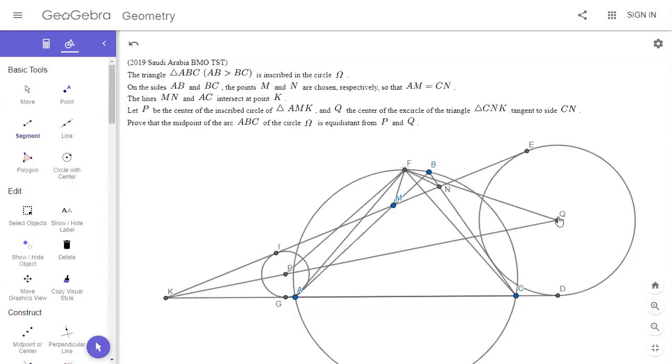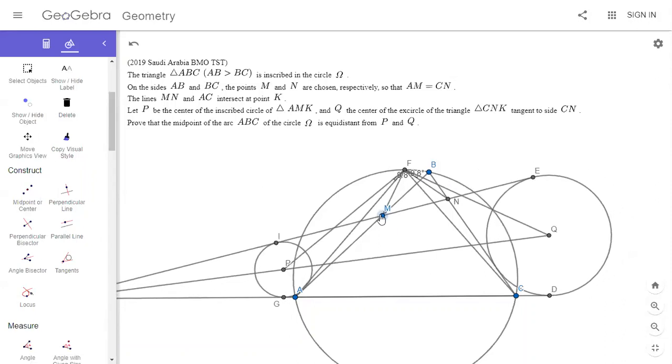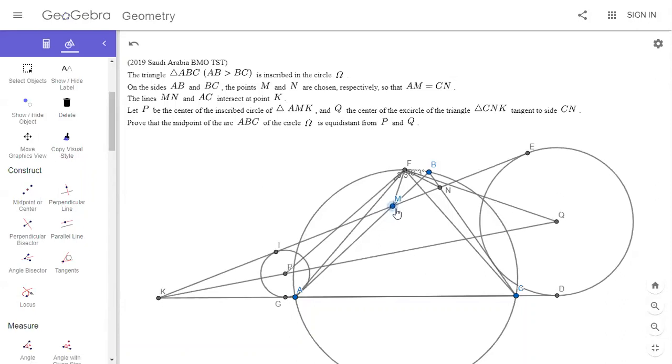Those angles almost look equal. I don't think they are. Let's see. Oh, wait a sec. Are those both 8.1? Yeah. So FA and FN are isogonal. Wait. That is very interesting. Those angles are equal. I feel like that has to be an insight. Angle PAF equals angle NFQ.